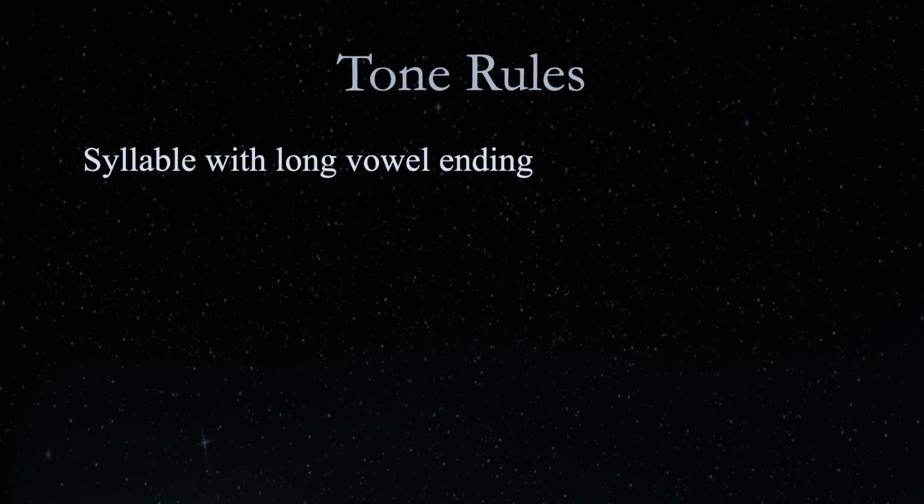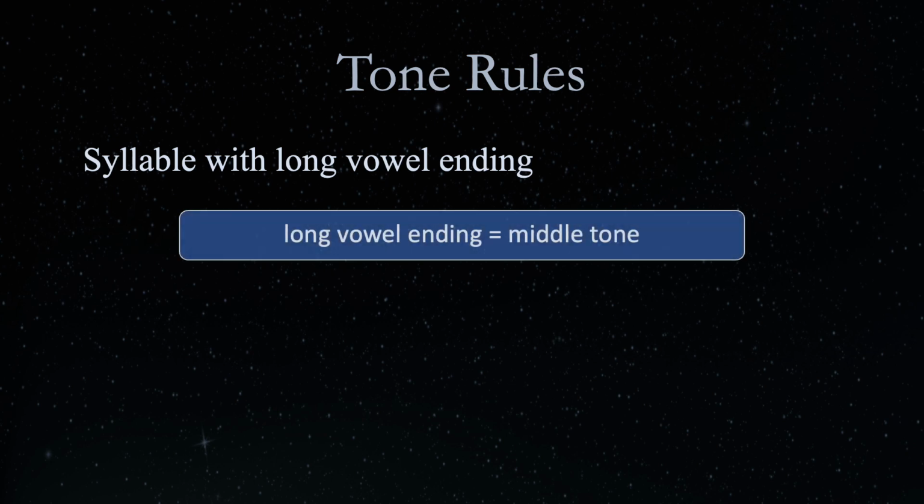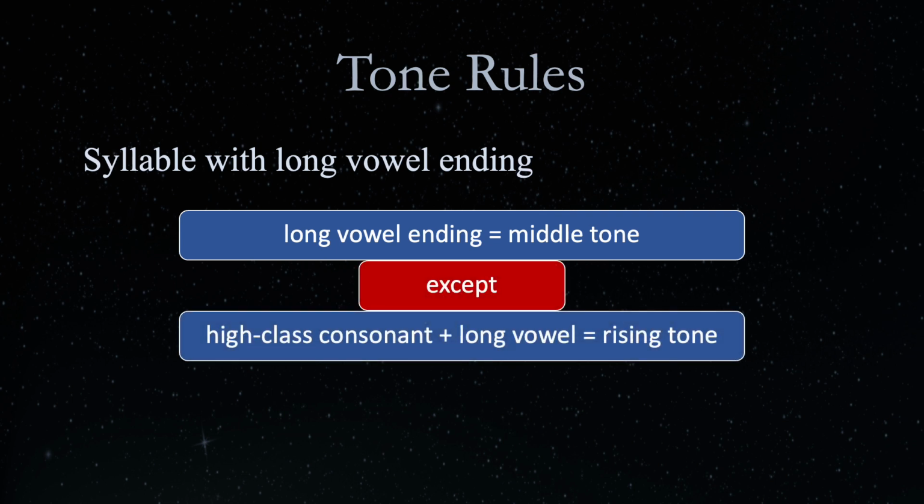We can summarize by stating that a syllable that does not have a tone mark and ends with a long vowel sound is in the middle tone, except the syllable begins with a high-class consonant, in which case it is in the rising tone. For example, ma, meaning to come, begins with the low-class consonant ma, and meaning father's younger brother or sister, begins with the middle-class consonant or ang. Both are in the middle tone.